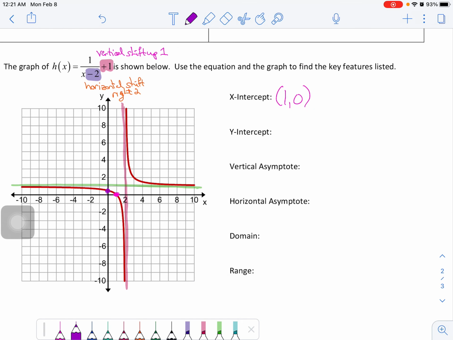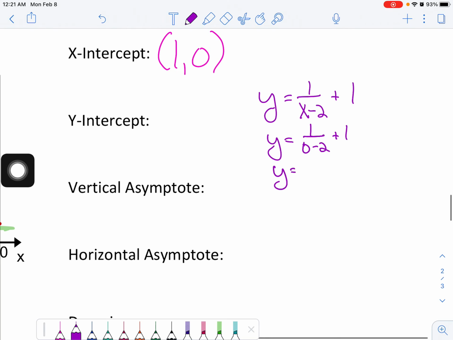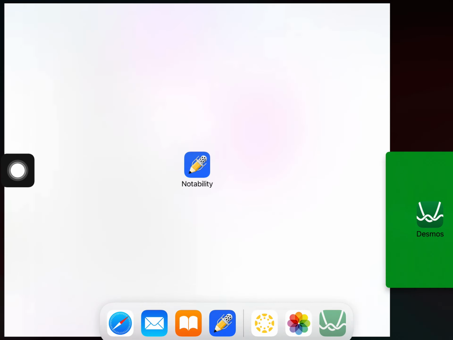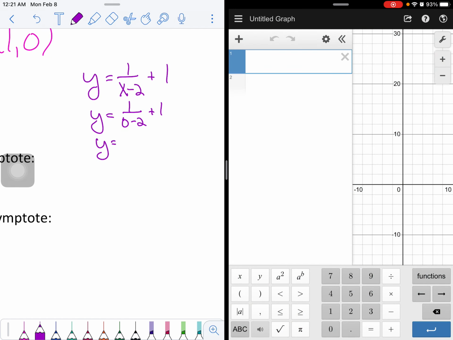So off to the side here, for my y-intercept, remember you make x equal to 0. So y is equal to, and I'm going to use the rest of this function here, 1 over x minus 2, plus 1. Replace x with 0. By the way, this whole thing can go in a calculator at once. So let me pop up and see if I can find Desmos. I can. I will make Desmos do my work. So I'm going to make this fraction here: numerator is 1, denominator is 0 minus 2.